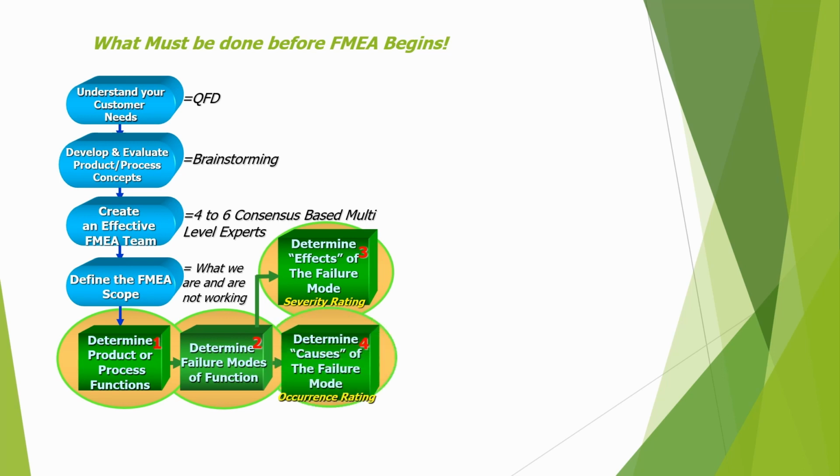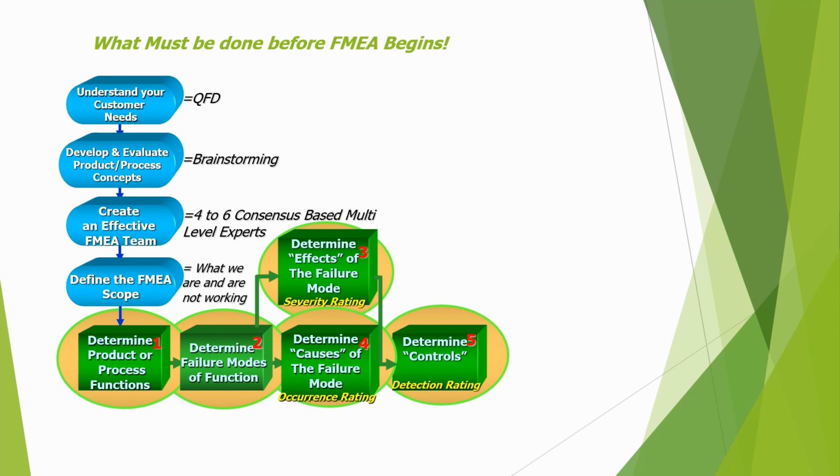Determine causes of the failure mode. Determine the root causes behind each failure mode. Assign occurrence ratings to estimate the likelihood of each failure mode occurring. Determine controls. Identify existing or potential detection methods for each failure mode, including inspections, tests, monitoring systems, etc. Assign detection ratings to evaluate the effectiveness of existing detection methods in identifying the failure mode before it causes harm.